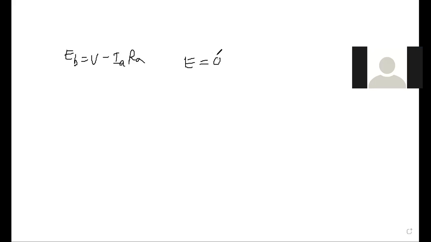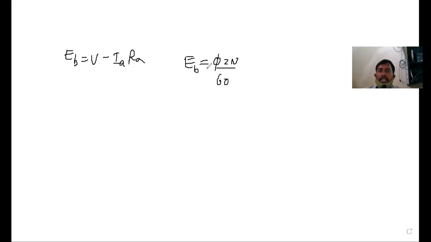The back EMF formula is Eb equals V minus IaRa. This is the standard formula of a DC motor. The speed of the DC motor is proportional to the induced EMF, nothing but the back EMF, which is PΦZN by 60A, that is, ΦZN by 60 into P by A.